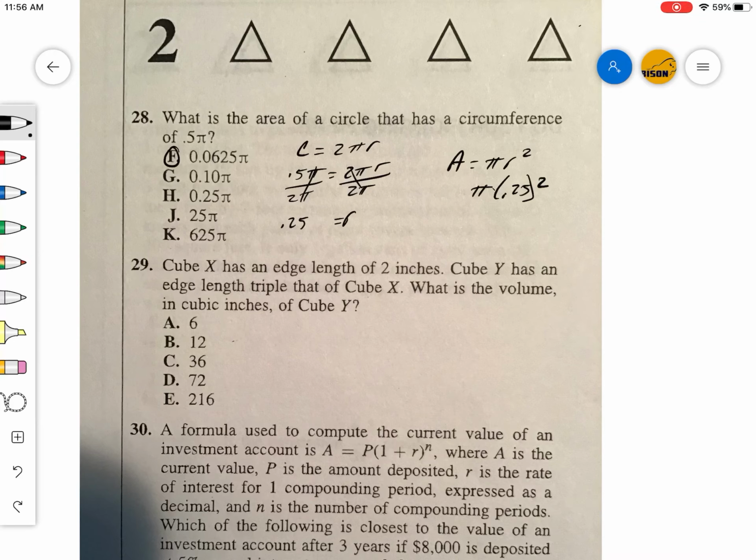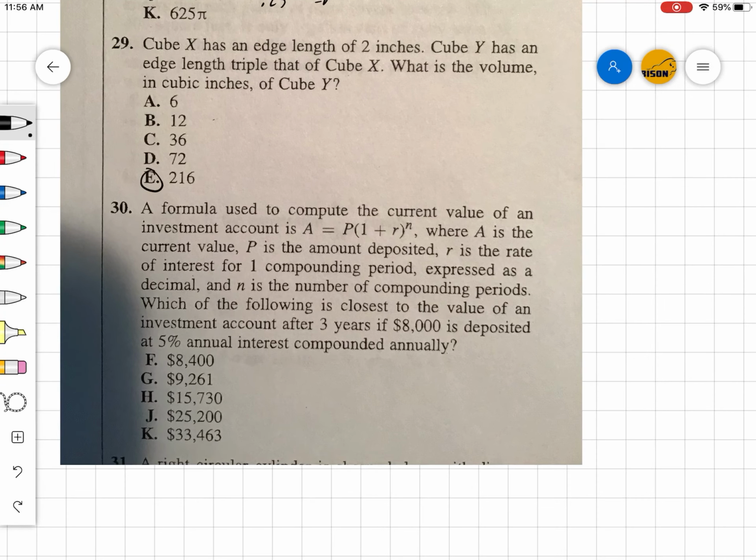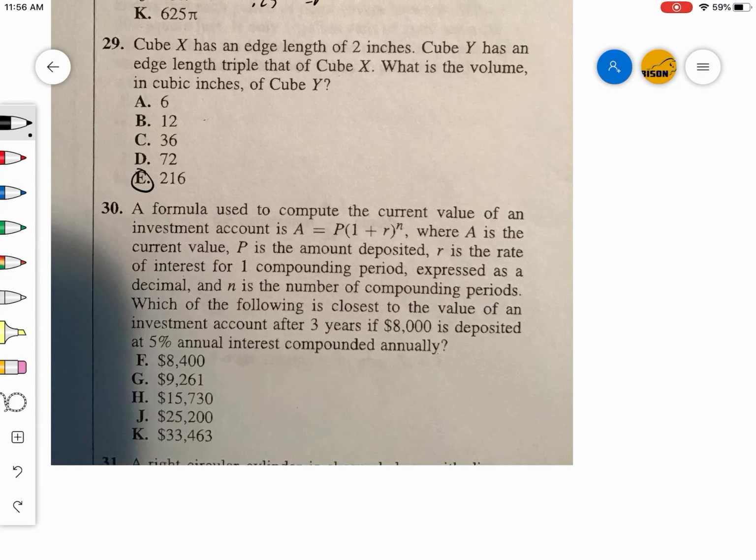So 2 times 3 would be 6. So our length in Y is 6, and we want to know the volume. So that's length times width times height. We also talked about how volume was the area of the base multiplied by the height. So here again, it would be 6 times 6 and then multiplied by the height, which is 6. So we really just need to figure out what 6 times 6 times 6 is, which is 216, which is answer choice E. One more.